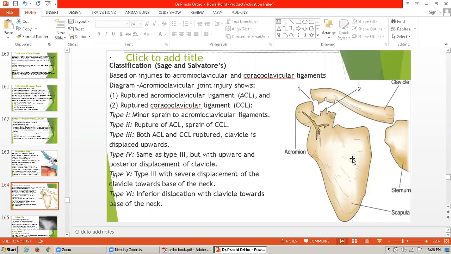Then next is the classification of the AC joint injuries based on the injury to the acromioclavicular and coracoclavicular ligament.